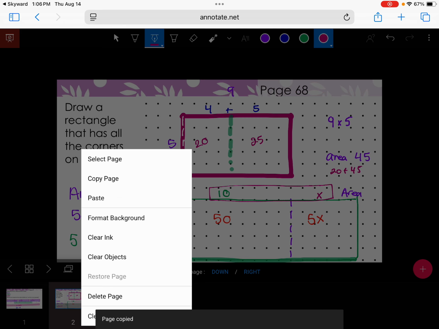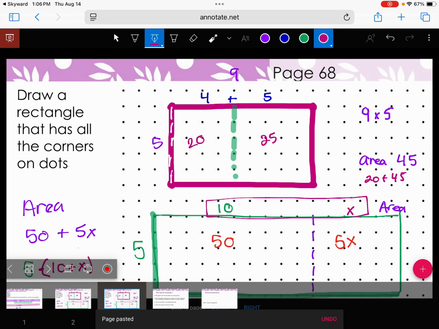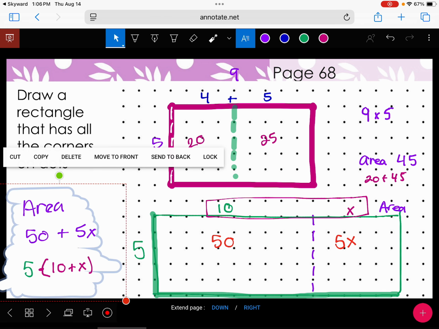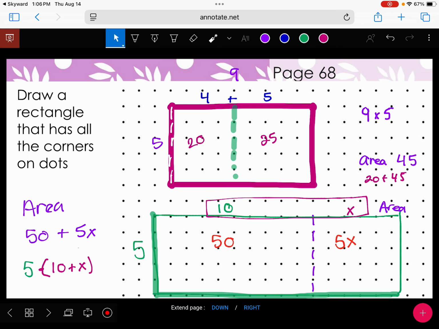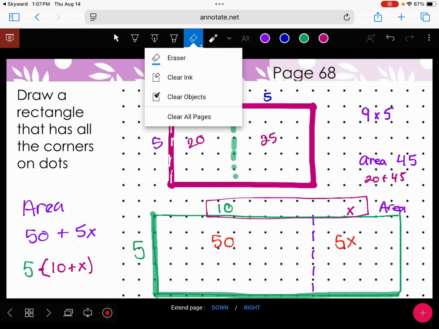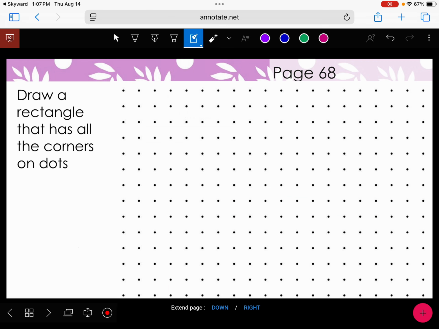There we go. Paste. Okay. I'm going to clear this page, and then we'll do another set. We're going to do another rectangle. Go back. I'm just playing. I didn't change anything yet. Now I've done it.